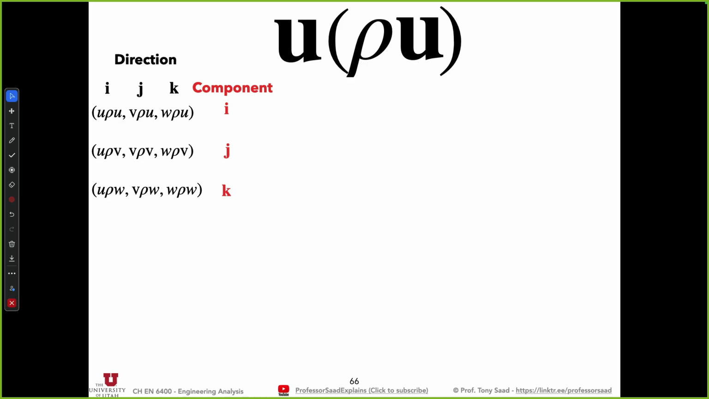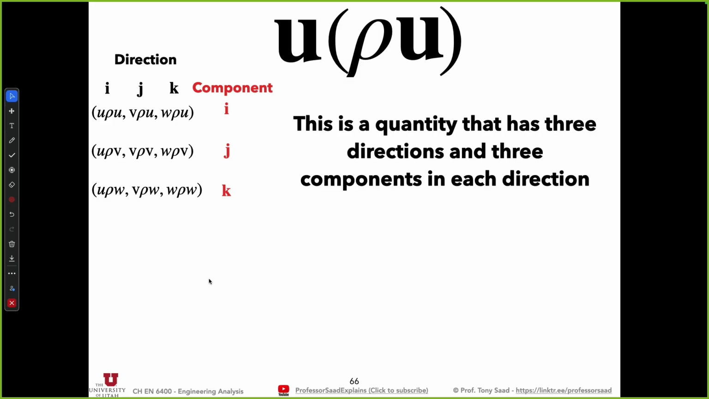Okay, so think about this. I have this u, rho u quantity that has all of these 9 entries in it, agreed? Because if I account for all the different directions and components, I'm going to get these 9 quantities out of this u, rho u vector. So this u, rho u vector is a quantity that has 3 directions and 3 components in each direction. Or 3 components and 3 directions in each component.